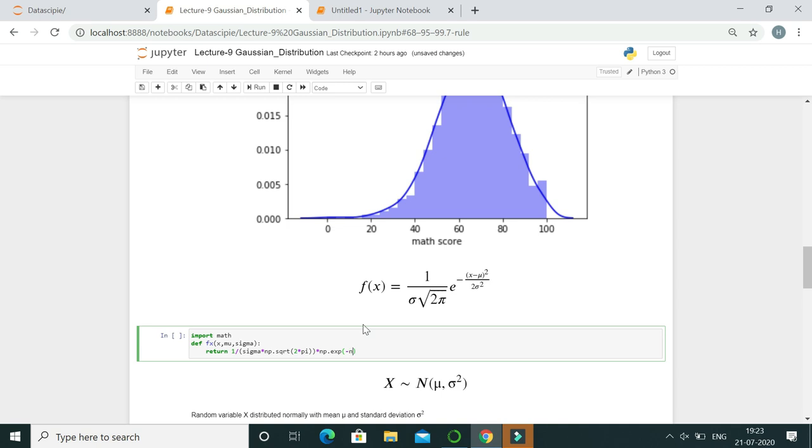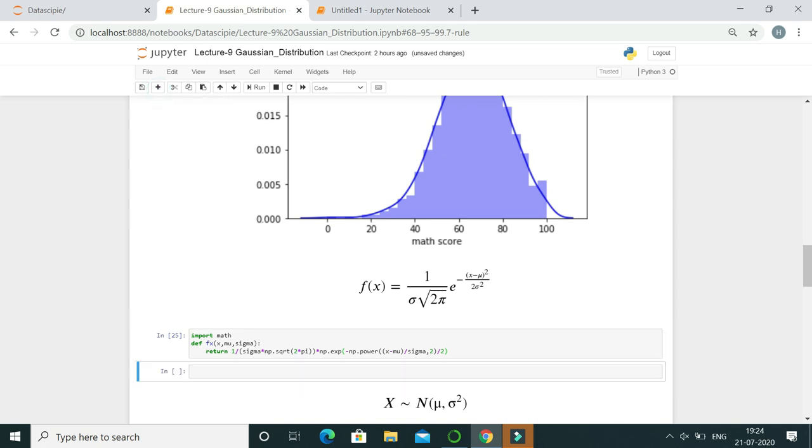Of power, np.power, what we required, x minus mu upon sigma, and we have to take its square. So for that, 2, and what we have to divide it by 2. So 2.